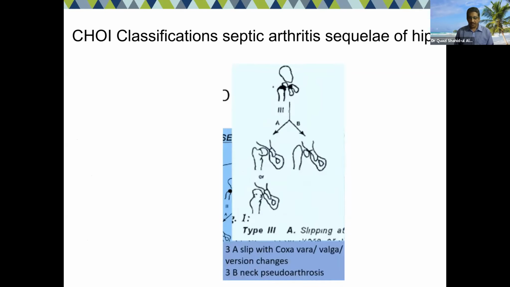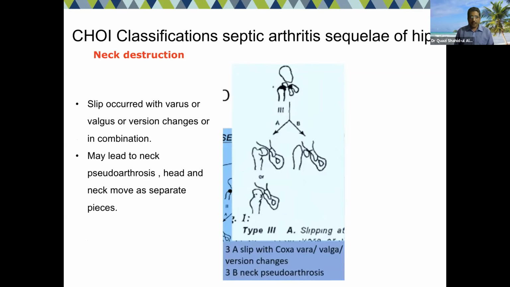In Choi type 3, the total neck actually gets destroyed. And after the destruction, the head slips from the destroyed neck. If the slip occurs with a varus or valgus angulation or version changes, or a combination of these, they will be classified as 3A. But if it leads to a pseudoarthrosis of the neck, a clear gap will be seen between the head and the rest of the femur, and they will move as separate pieces when you see them in dynamic X-rays, it will be classified as type 3B.